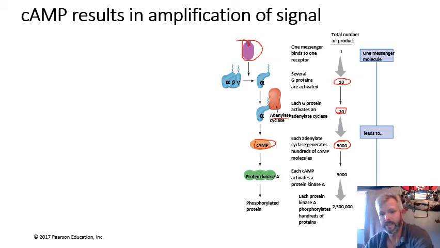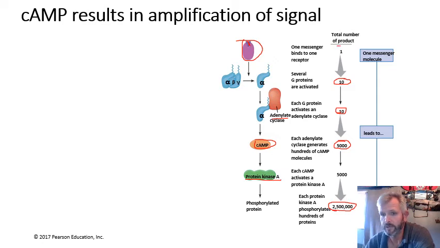5,000 cyclic AMP now activates 5,000 protein kinases. And again, our kinases, as long as there's substrate there, can catalyze reactions, and say they do 500 each. We can get us up to roughly 2.5 million phosphorylated proteins or activated proteins in the cell.